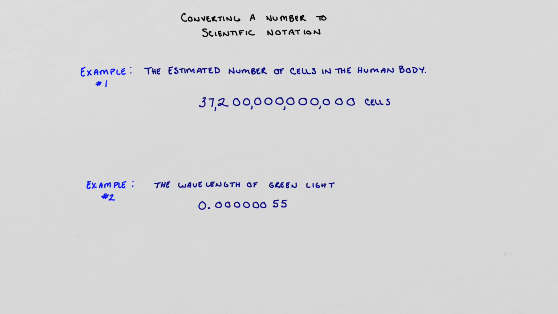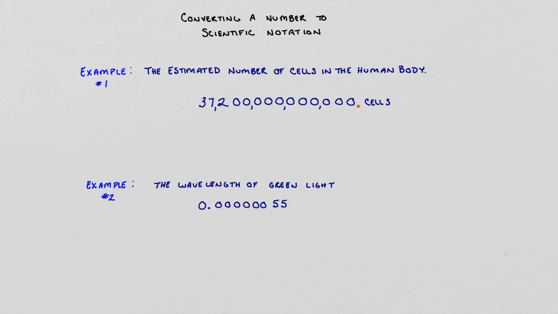So let's actually go ahead and put this into practice. So we're going to convert a number to scientific notation. Let's start off with an example of a very large number. So specifically, let's look at the estimated number of cells in the human body. The number that we're going to work with is 37,200,000,000,000. To begin, we want to locate where the decimal point is on this number. And it would just be hanging out all the way over on the right side.